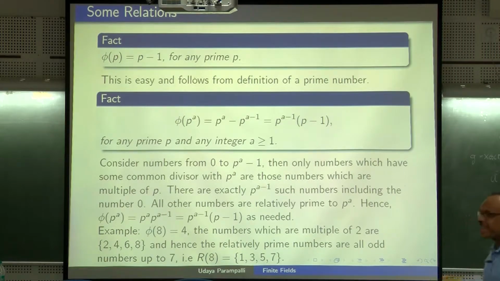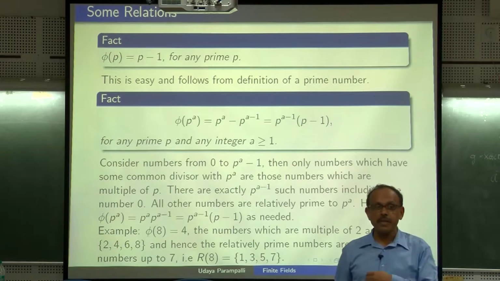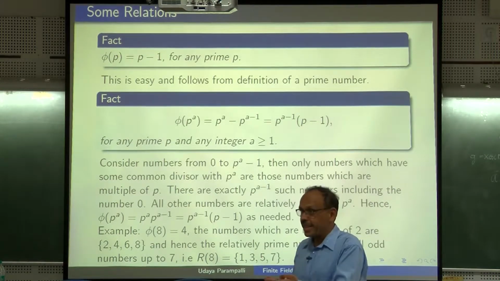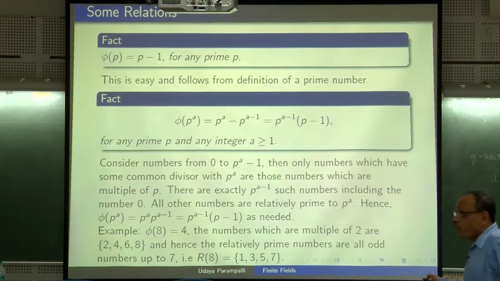But let us take some number which is a power of p, like p squared, that means numbers like 9, 4, 16. That is n, and now I want to find out how many numbers are relatively prime to this.